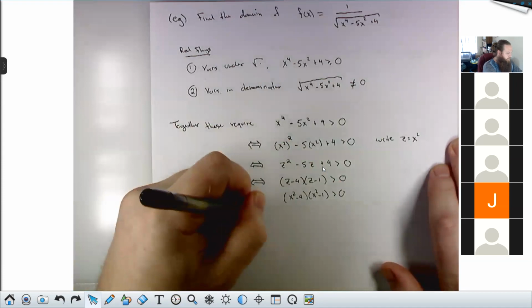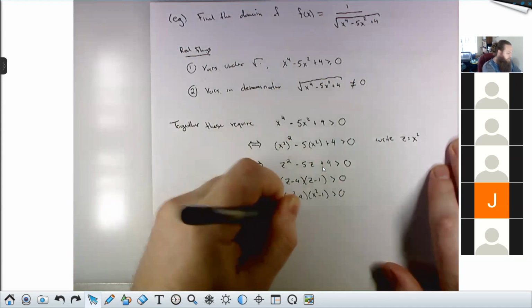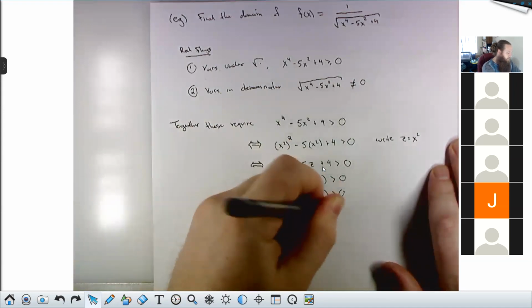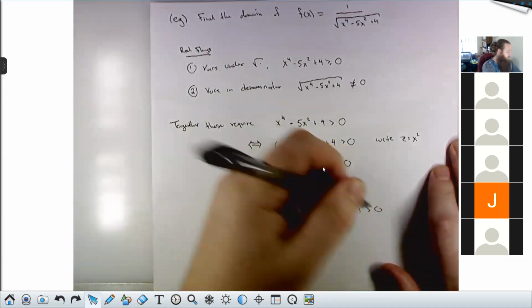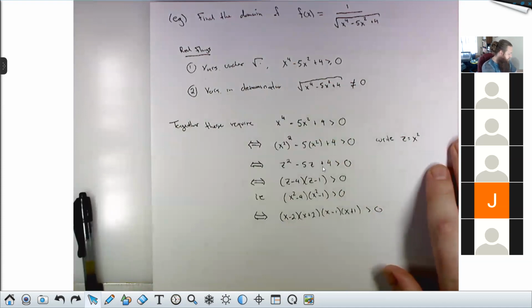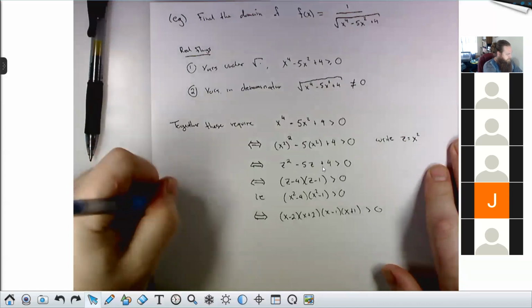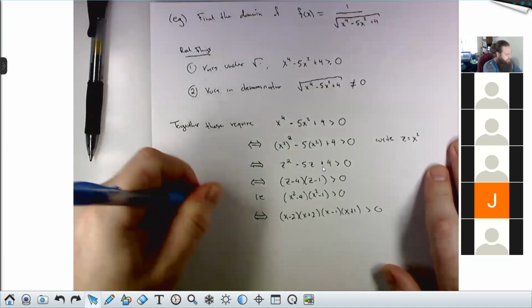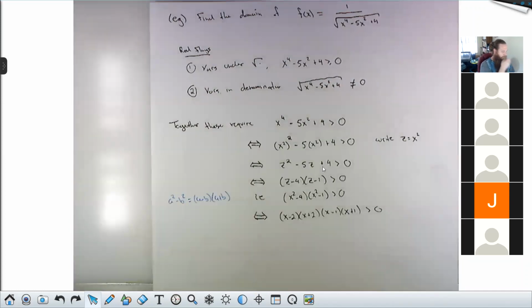And we can factor further. x squared minus 4 is x minus 2 times x plus 2. x squared minus 1 is x minus 1 times x plus 1. That's our difference of squares. That trick is that a squared minus b squared can always be written as a minus b times a plus b. And now we're fully factored.